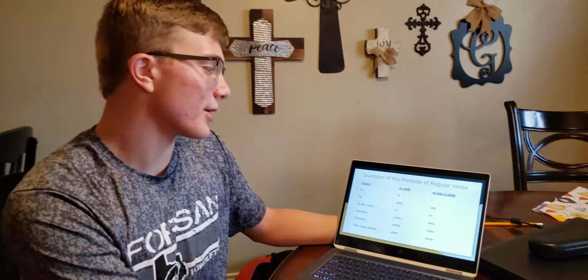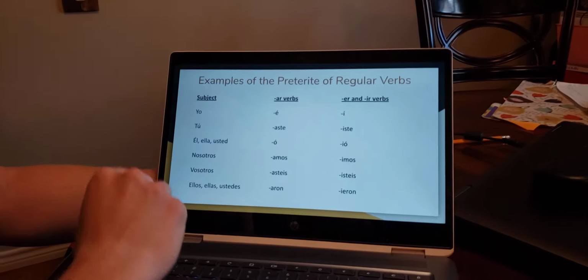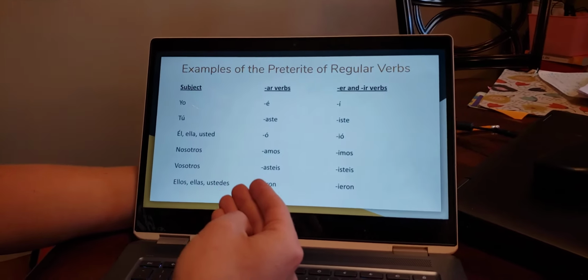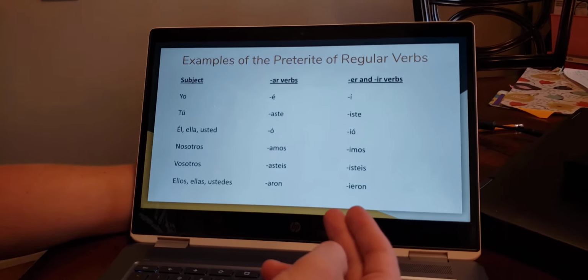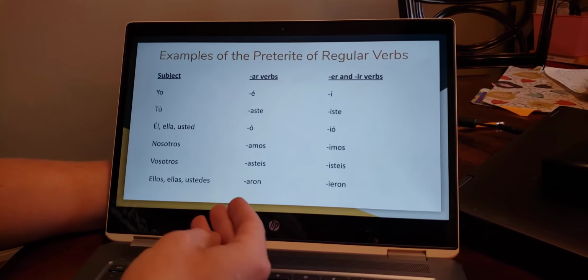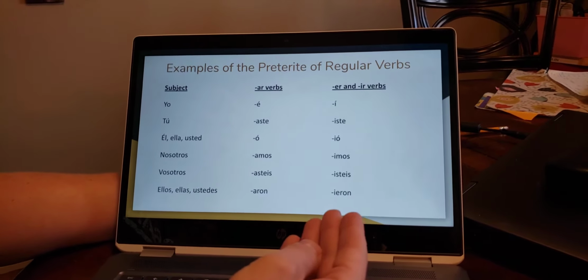Some examples of the preterite of regular verbs, such as when the subject is tú, the ending of AR will be aste, and ER and IR verbs would be iste, and on nosotros, the ending in the AR verb would be amos, and ER and IR verbs would be imos.